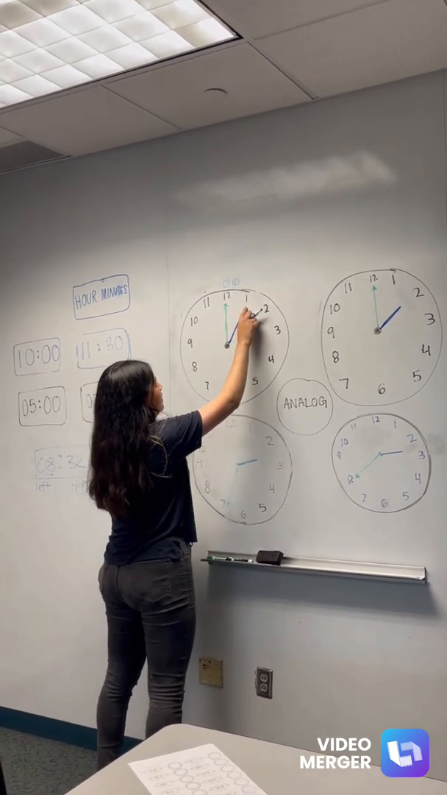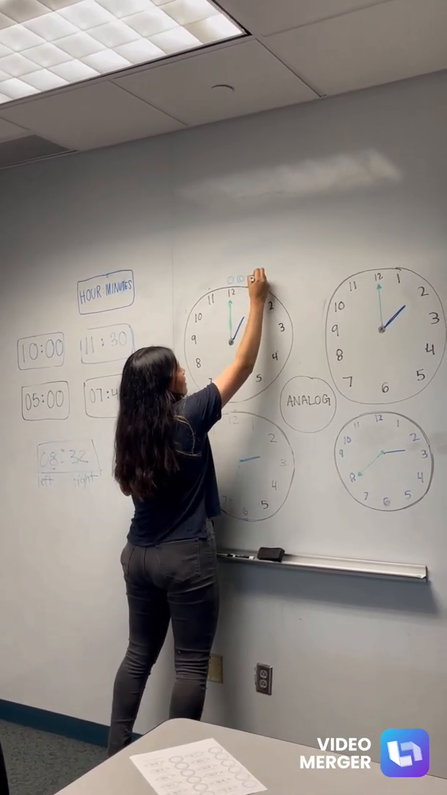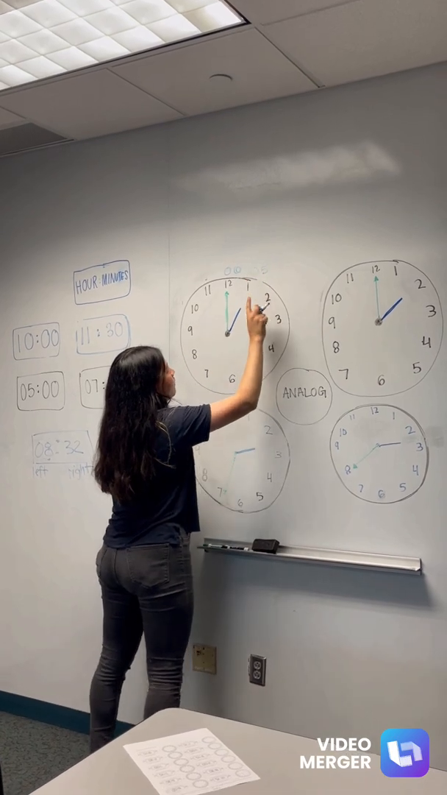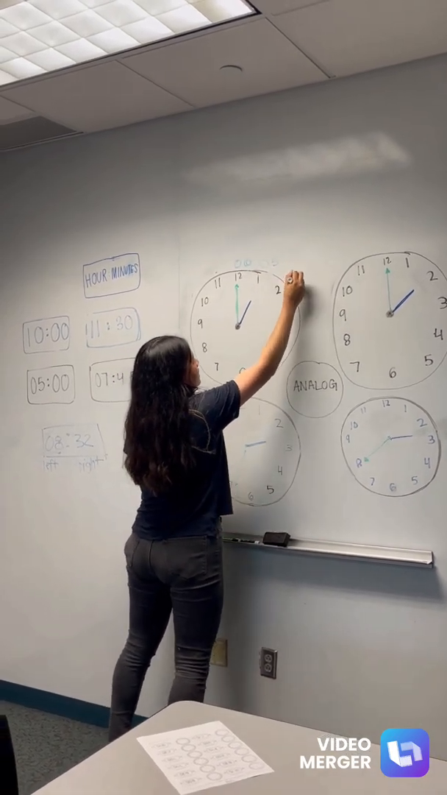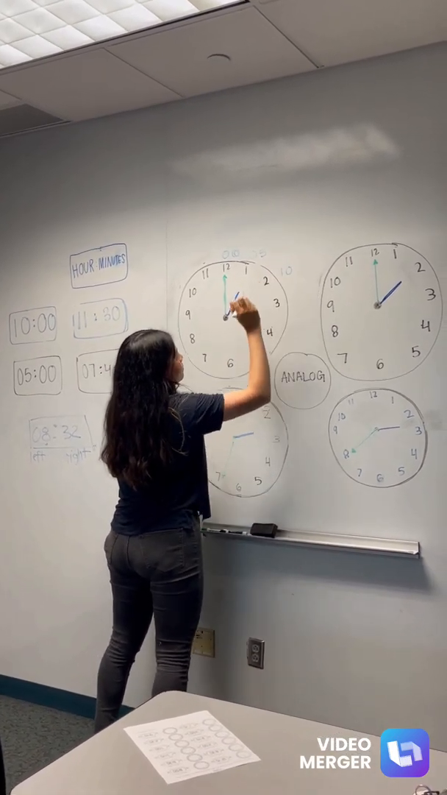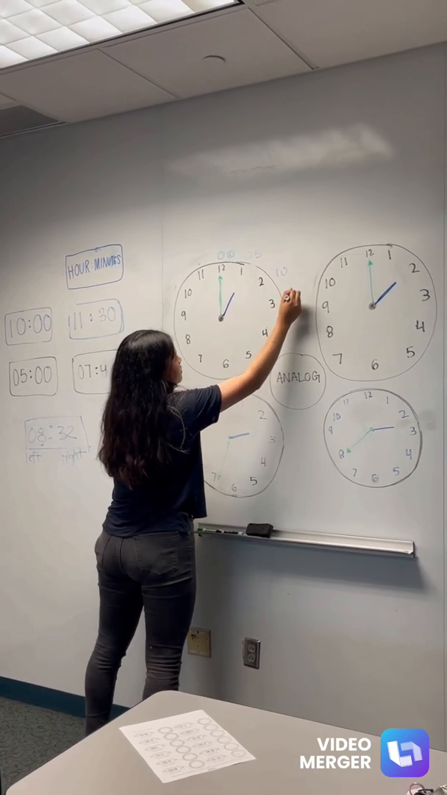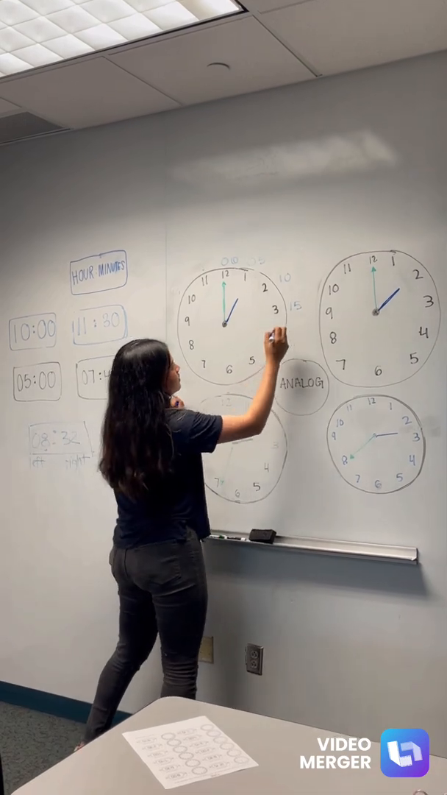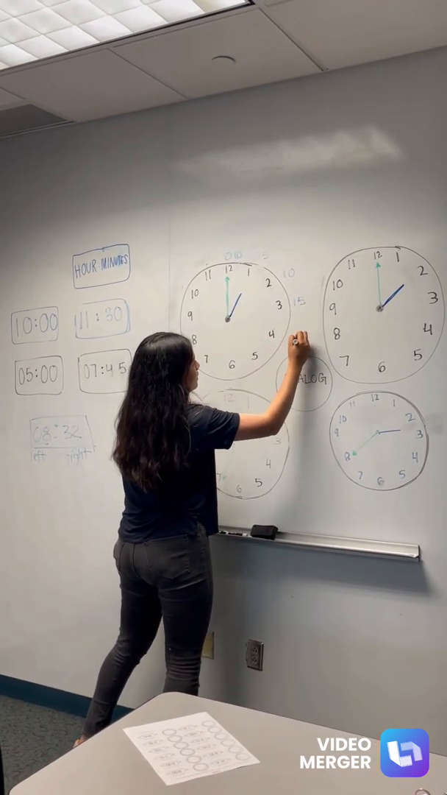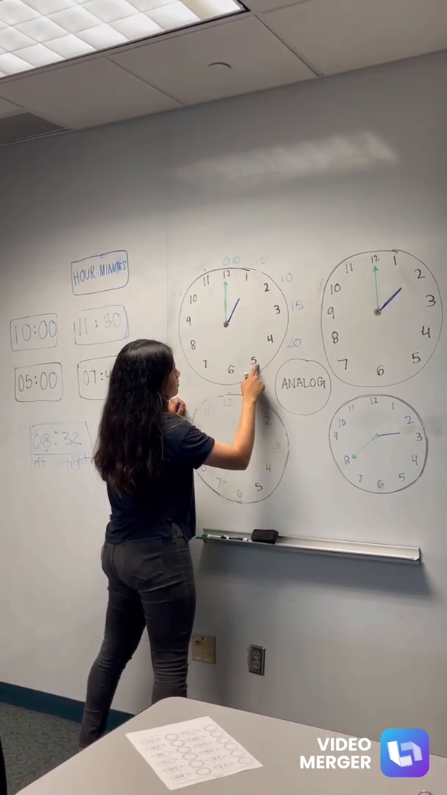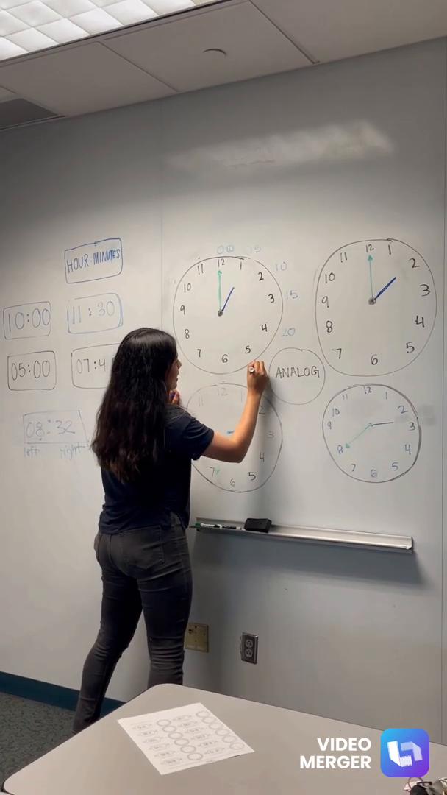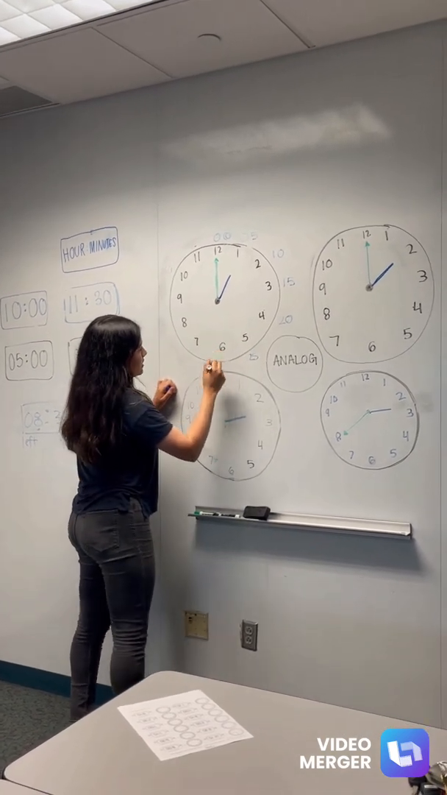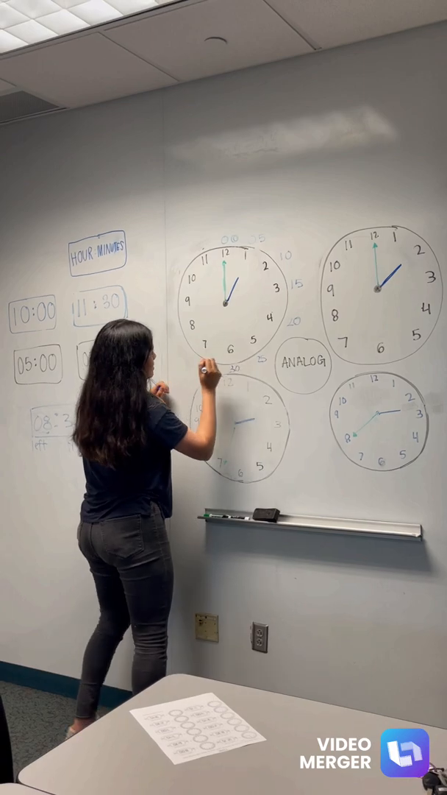When you get to 1, it is 5 minutes that have passed by. 2, 10 minutes. 3, 15. Do we notice a pattern? Yeah, it's going by 5s. So when we continue, it is 20 plus 5 would be 25. When it gets to 6, it's 30 minutes.